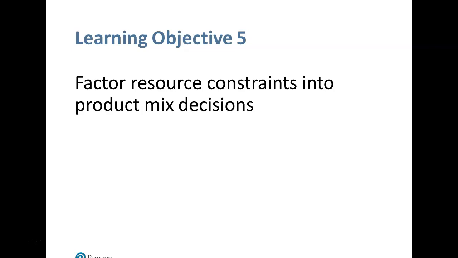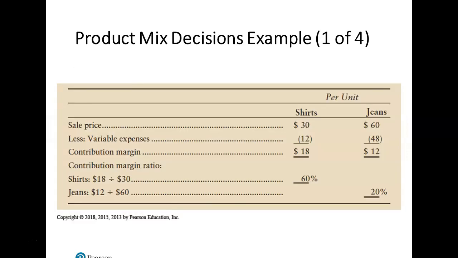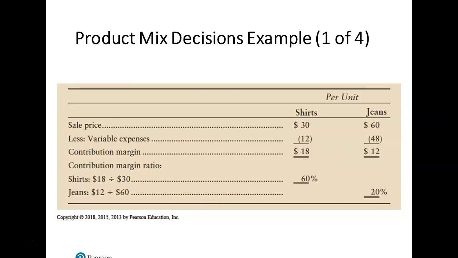So, factors to consider when you're making a decision on your product mix. Again, what constraint stops us from making it? Which products offer the highest contribution margin? And will we emphasize one product over another? And again, we're making alternative choices, this over that. So if you can see from this previous example, if you're going to make shirts or jeans, which one brings you the highest contribution margin? See that? 60% versus 20%.